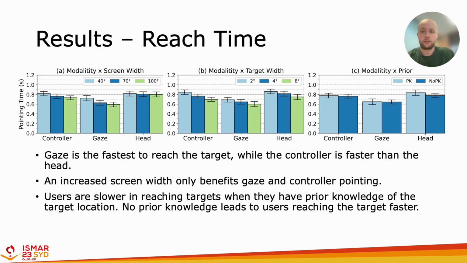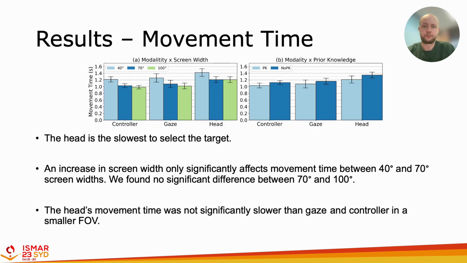And we also find that users are slower in reaching targets when they have prior knowledge of the target location, as the initial movement is then more accurate. And no prior knowledge leads to users reaching the target faster, as then users perform large search movements.